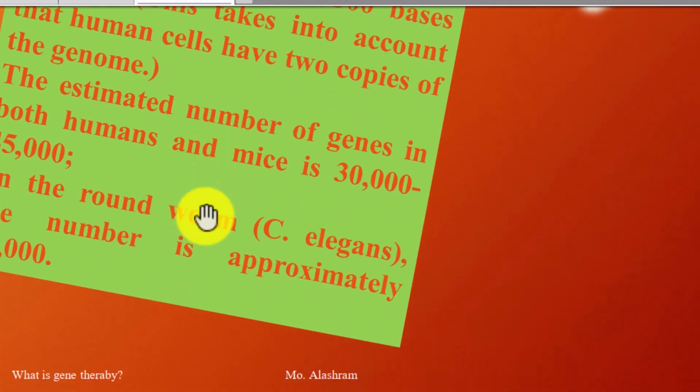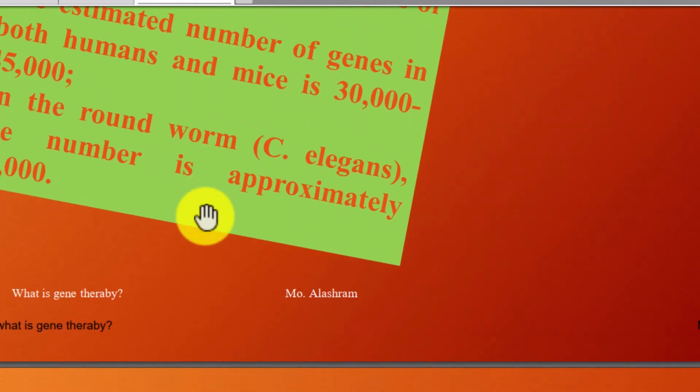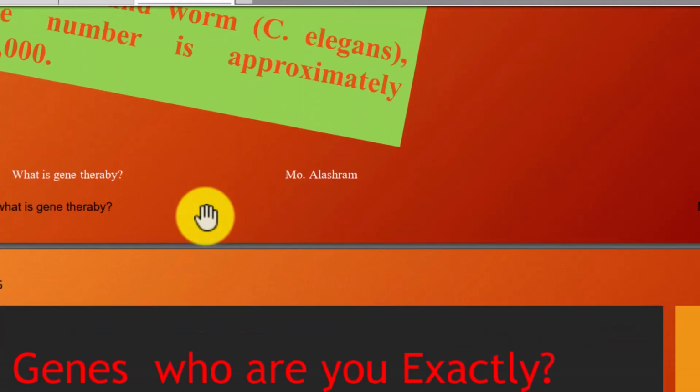The estimated number of genes in both humans and mice is 30,000 to 45,000. In the roundworm C. elegans, the number is approximately 90,000.